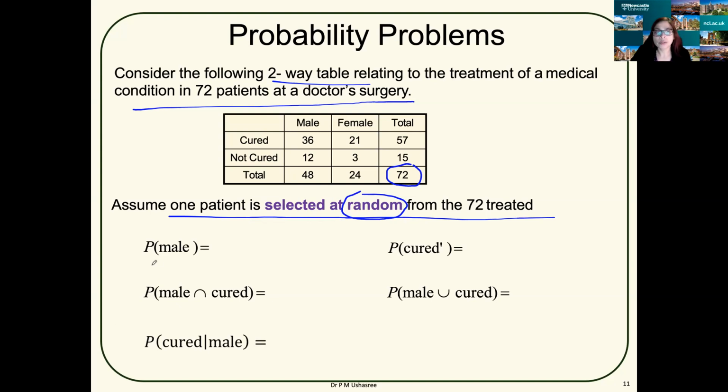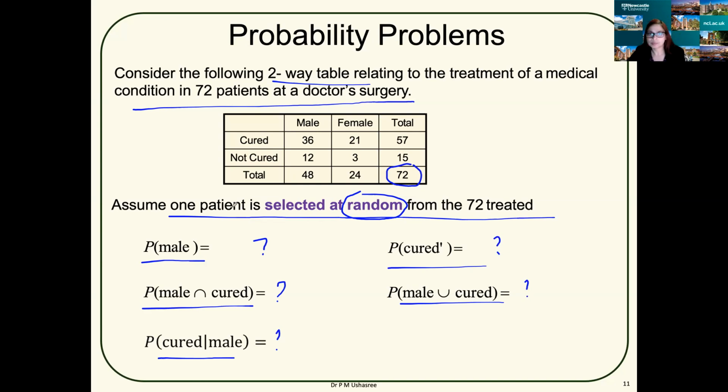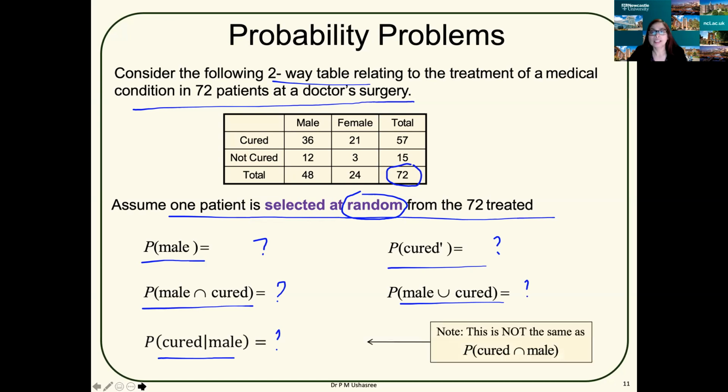So now what I want you to do is find the probability of male, find all these values. Remember to use the rules of probability: the three main rules, complementary rule, multiplication rule, and the addition rule. Remember one more thing, this is not the same as P of cured intersection male, because this is a conditional probability.